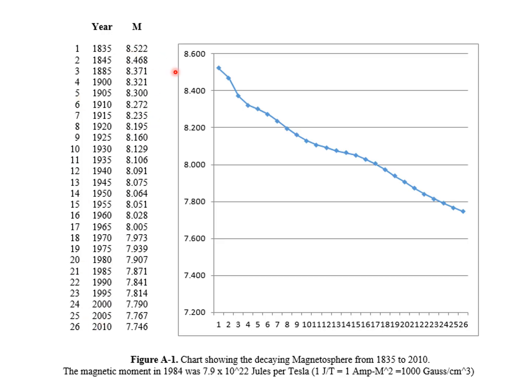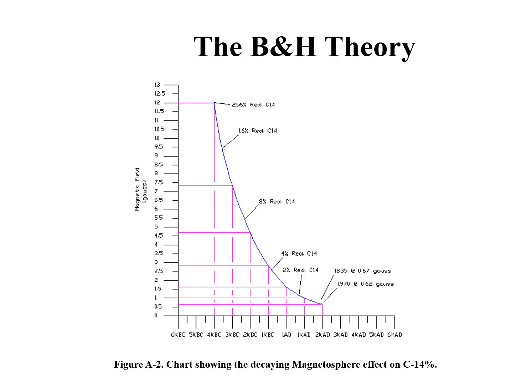Because later on, you'll see we're going to apply the B&H theory, the actual calculations that Dr. Humphreys came up with, and see how accurate his formula and his model are. What we just saw was the graph of the measured strength of the magnetosphere over 186 years.